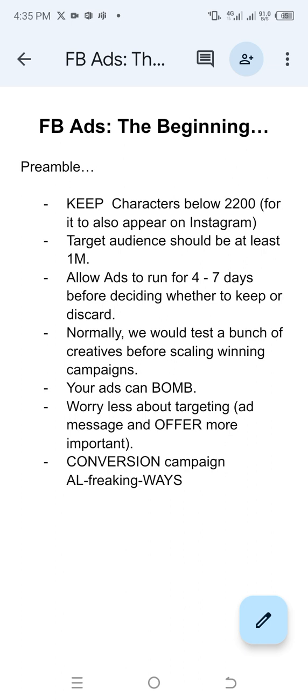And then the last thing I would say here is a conversion campaign all the time. Every time you go into your Facebook account to create an ad to sell your product, it has to be a conversion campaign. Do not for any reason create a traffic campaign. It is a total waste of time. I'll show you when we get into the practical part again.